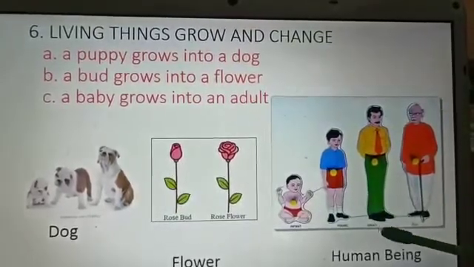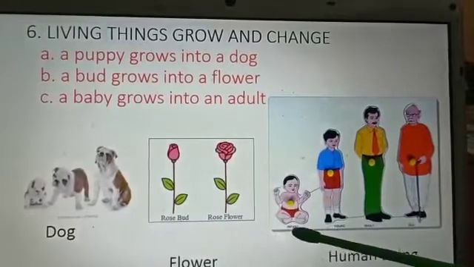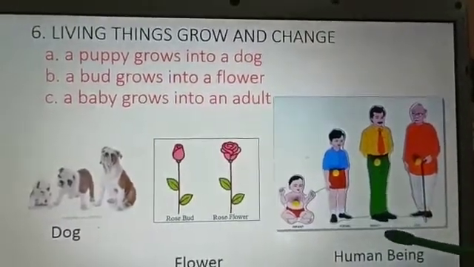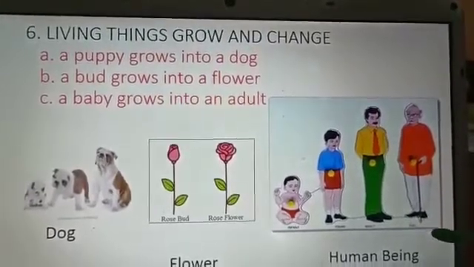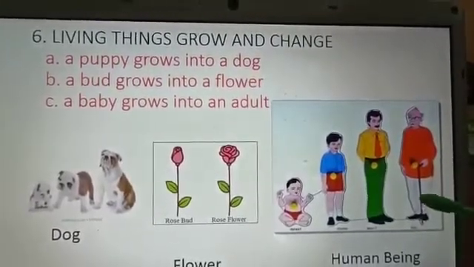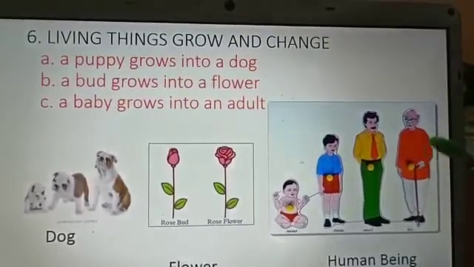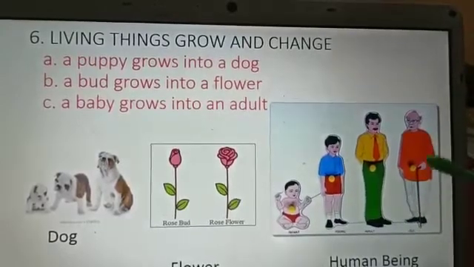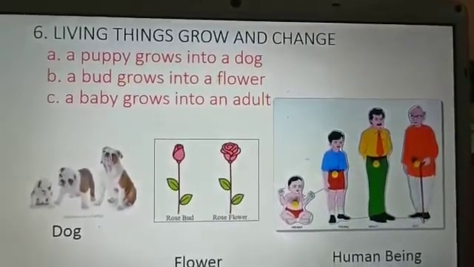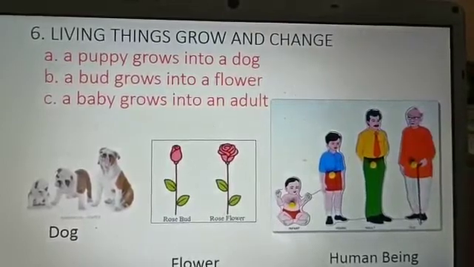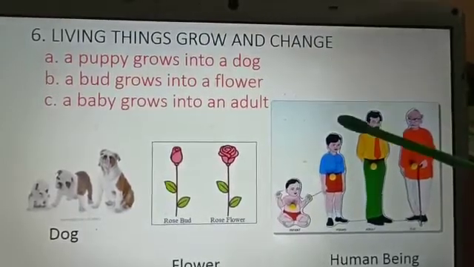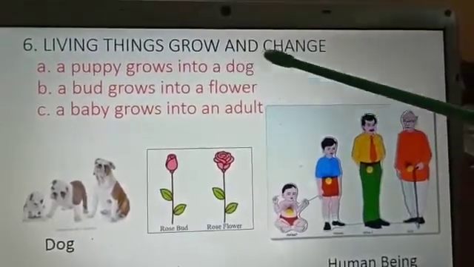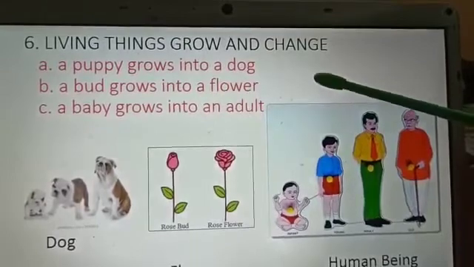The same change you can see in human beings also, where an infant, a small baby, becomes a young boy, then an adult, and then an old person. Now you can observe this at your home also. You can ask your mothers for your pictures from childhood and you can see the difference between then and now. You can compare your photographs. Okay, so I hope that this characteristic of living things is also clear to you, that they grow and change from time to time.